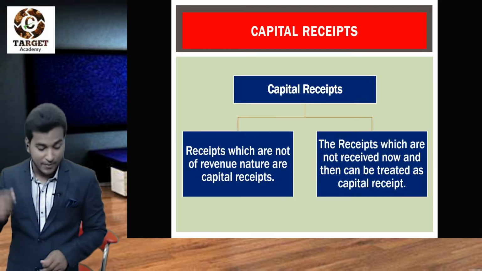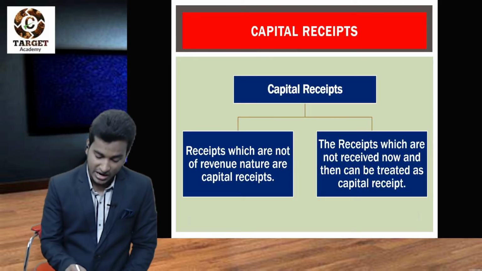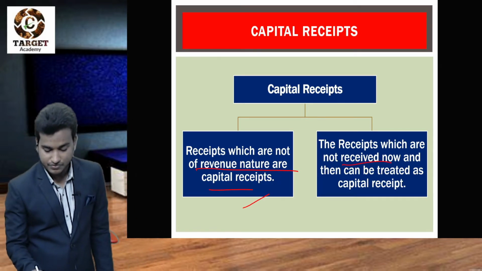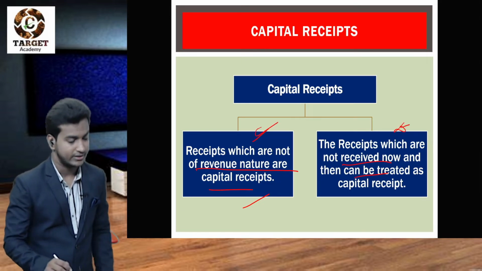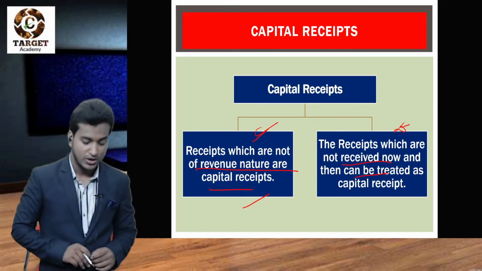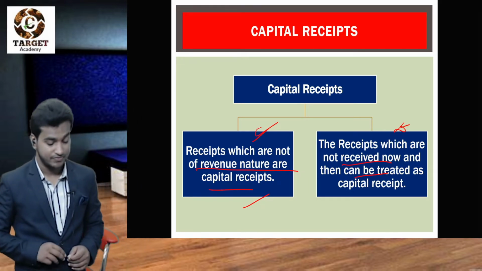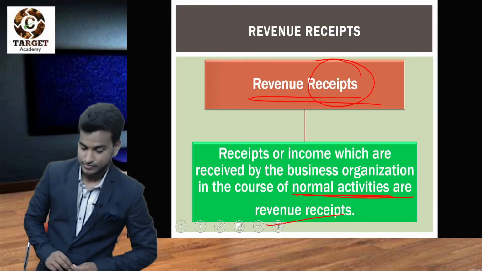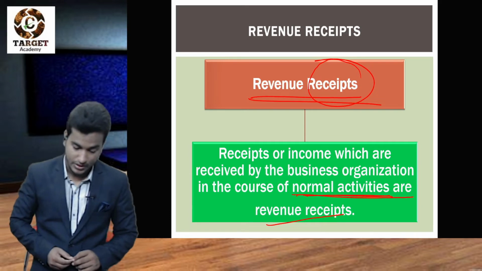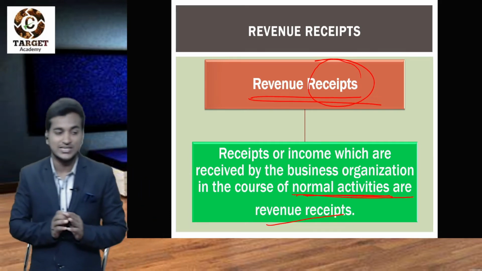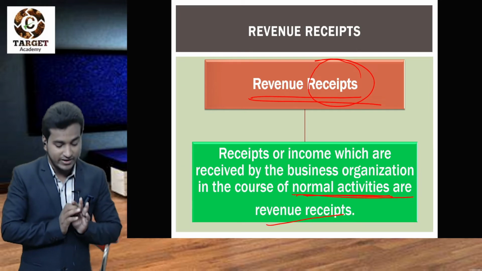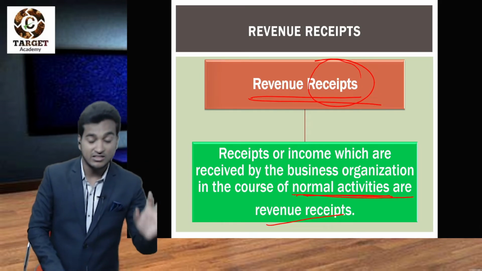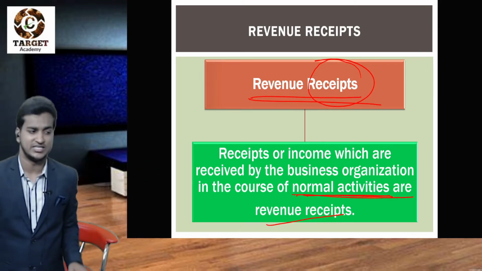Okay, if you see the capital receipt definition, receipts which are not of revenue nature are called capital receipts. So capital receipts are those which are not revenue receipts. Revenue receipts means receipts which are received in the normal course of business. Other than revenue receipts are called capital receipts.